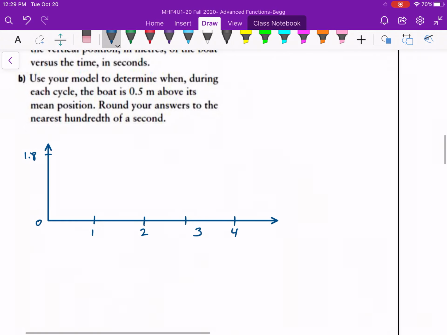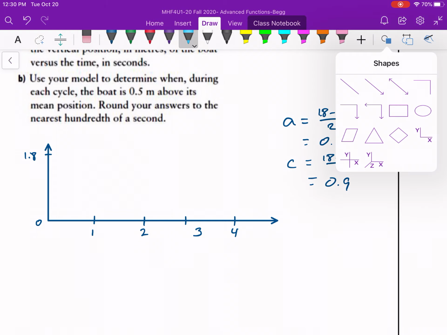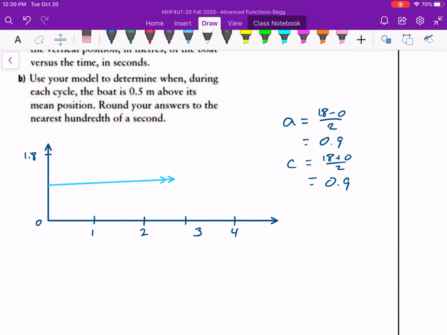we know that the amplitude is half the distance between the max and the min. So max minus min divided by 2, that's going to be 0.9. The axis of the curve is going to be the max plus the min divided by 2, which is also 0.9. I can draw my axis of the curve on here. I always like to do that. So that's at 0.9. Let's just get a horizontal line to represent that.